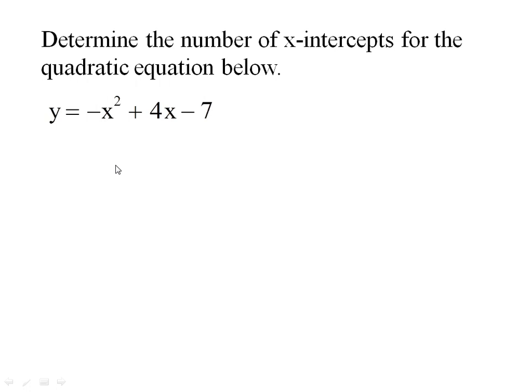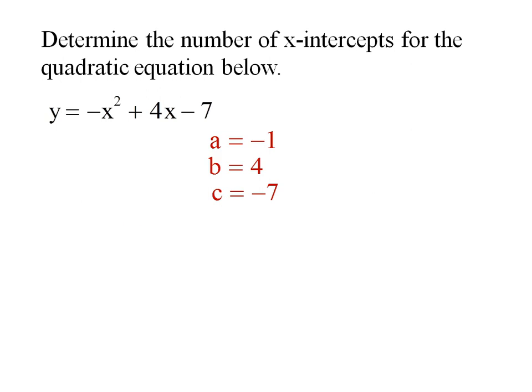So now we're going to look at how many x-intercepts we have. Not what they are, just how many we might possibly get. So again, we start with our a, our b, and our c. A is -1, b is 4, and c is -7.